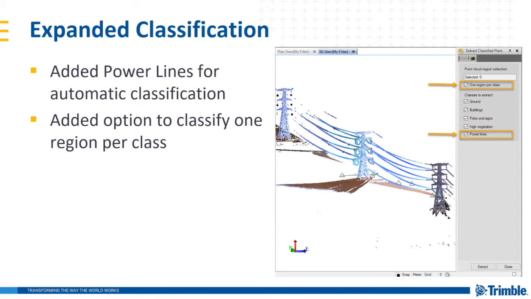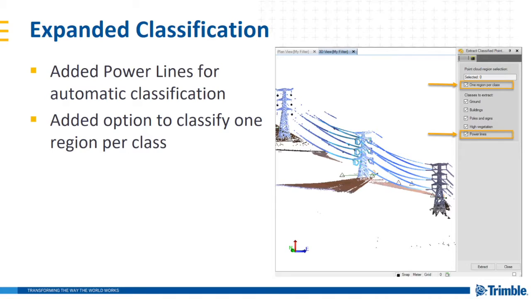We've expanded our point cloud region classification. We've added the power line classification, which will automatically review your point cloud and classify any power line object to this power lines region.